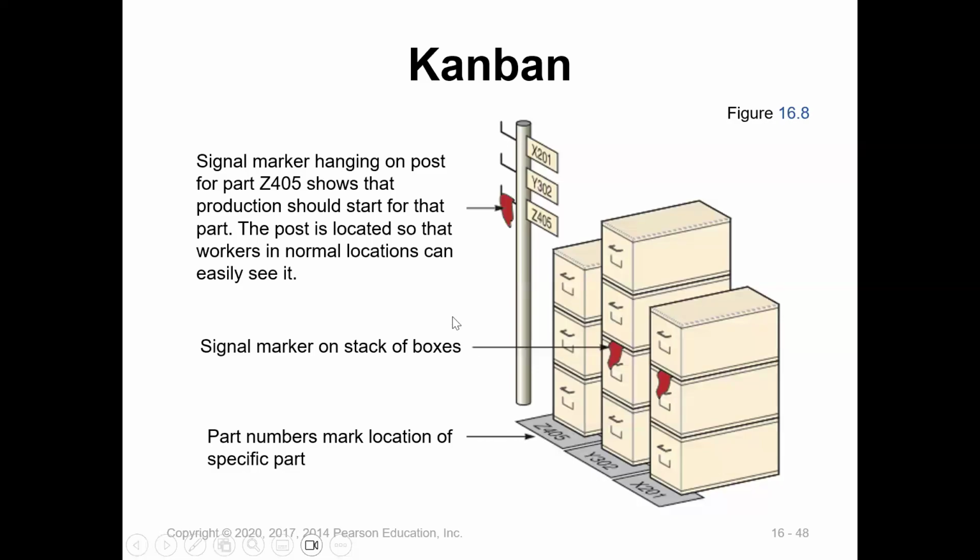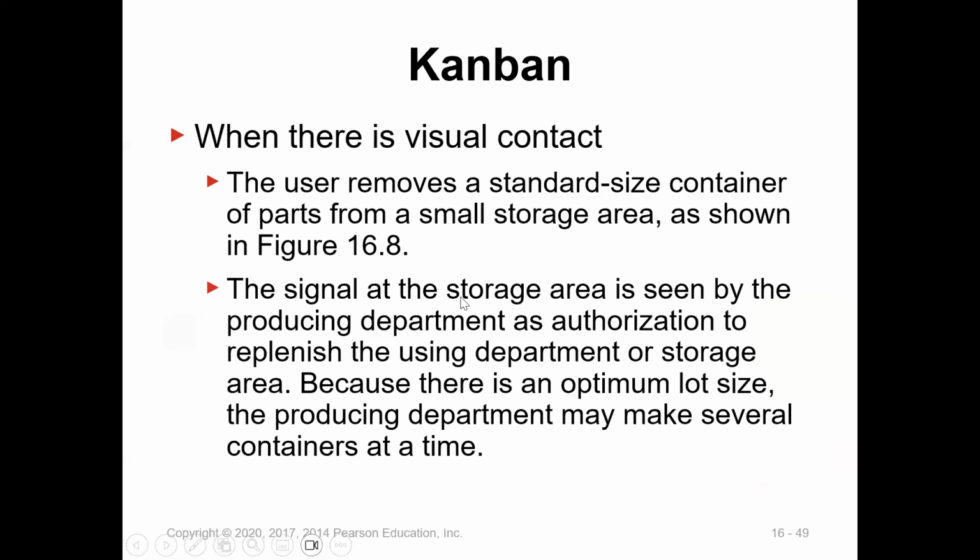It uses a signal. The signal could be a signal marker. They also use signal markers. I used to work in the industry, and I know they use this, for example, to know the level of the stock or the material they have. So the manager sitting in his office can see all the facility. He can tell, oh, we have low inventory of this. We have that much inventory of the Z405, for example. When there is visual contact, that's what we call visual contact.